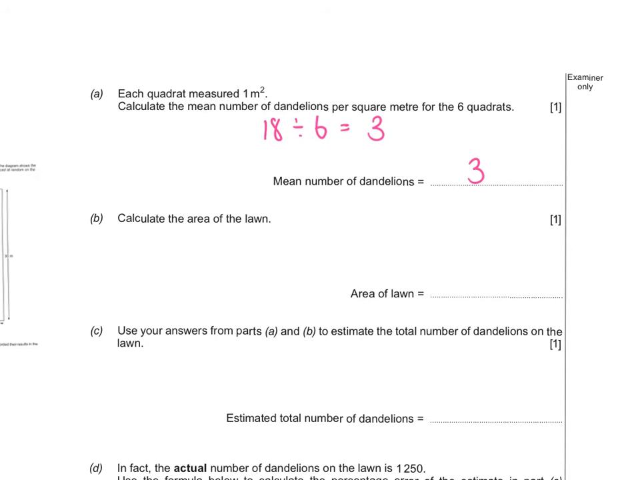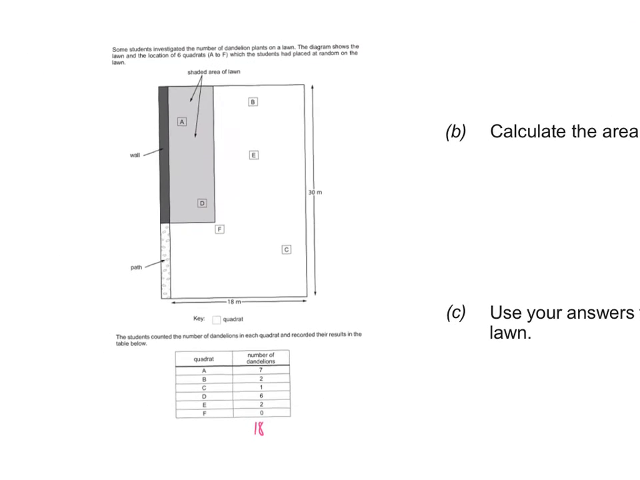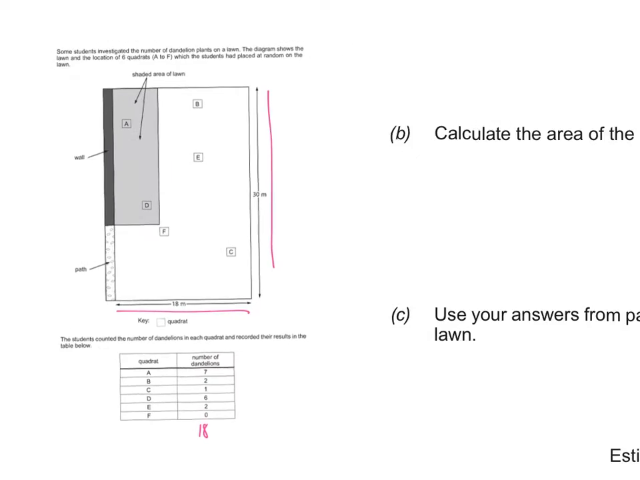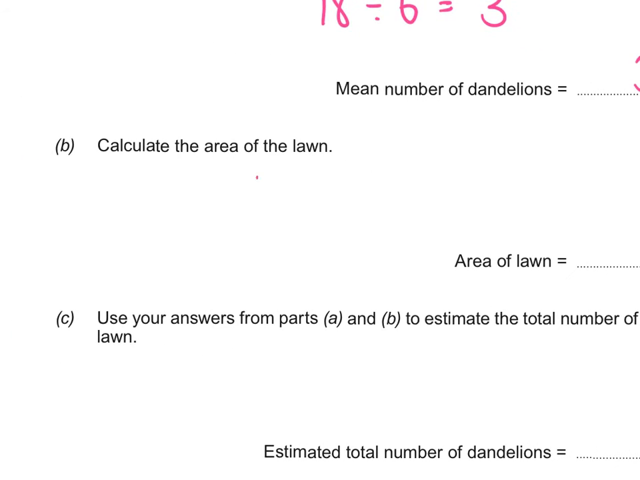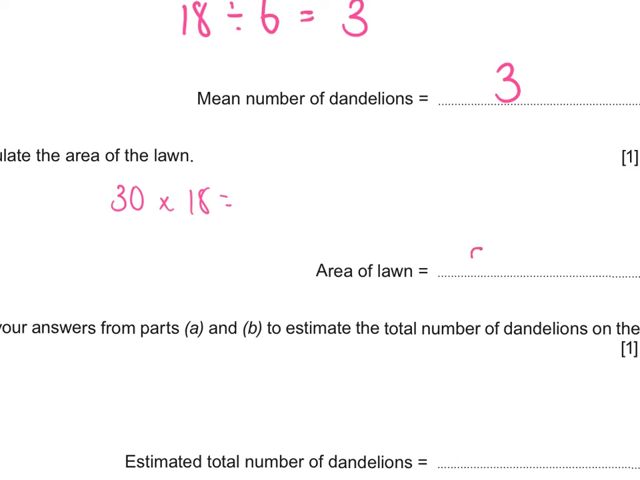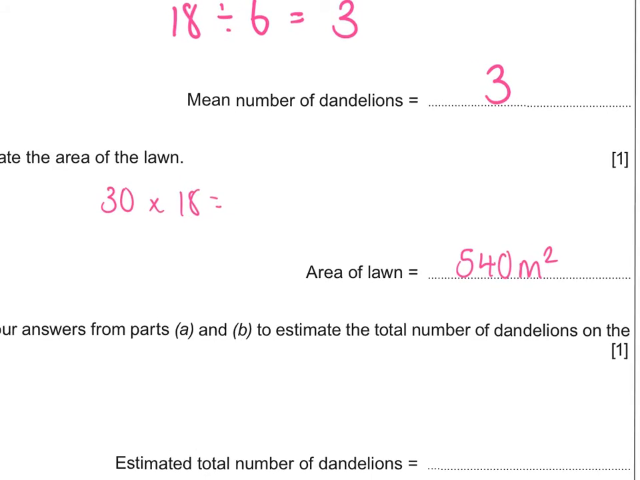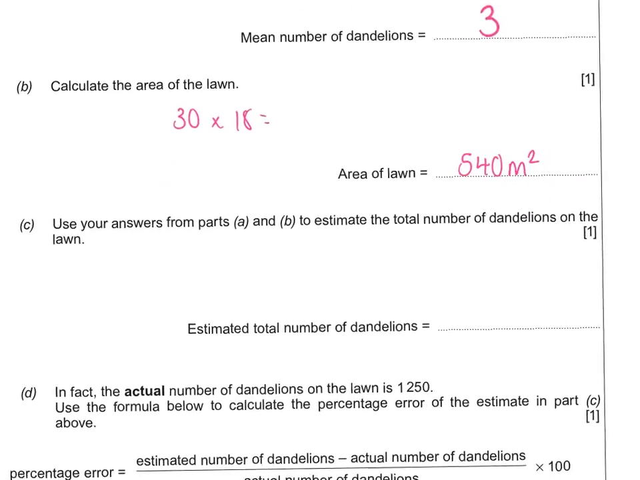Then we've got to calculate the area of the lawn. So if I go back, we have 30, 18. Okay, so to work out the area, we have to go 30 times 18, which equals, let me get my calculator, because I can't do it in my head. 30 times 18, which is 540 metres squared. Okay, make sure we put our units in or we won't get the marks.